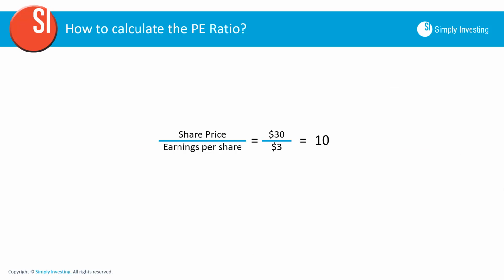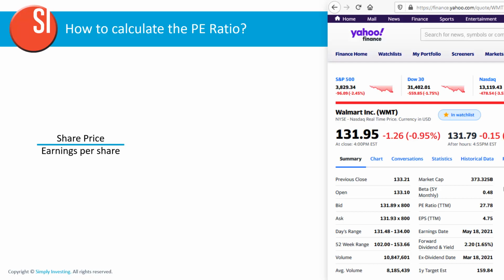Now let's take a look at how you can calculate the PE ratio yourself. As you've seen before, the formula is quite simple. It's the share price divided by the earnings per share. So let's take a look at the screen on the right-hand side. We're going to use Yahoo Finance, but you can use Google Finance or any other website that gives you stock quotes. So you can see here that Walmart's share price is $131.95, and the earnings per share is listed right here at $4.75. When we put that information into our formula, we can see that the PE ratio is 27.78.